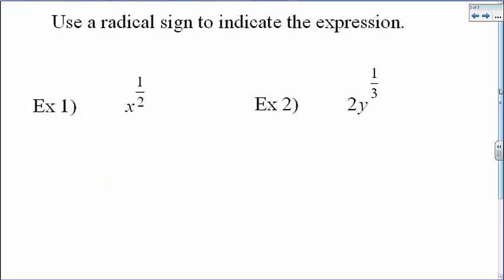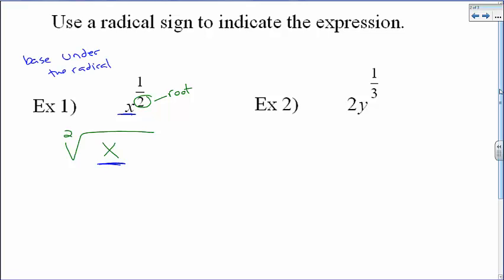In examples 1 and 2, we are converting from fractional exponents to radical form. In example 1, we keep the base raised to the power of the numerator under the radical. The index of the radical will be the root or denominator of the fractional exponent. Thus, we see that the equivalent statement is the second or square root of x. Note that the x has remained under the radical because the base remains underneath the radical.